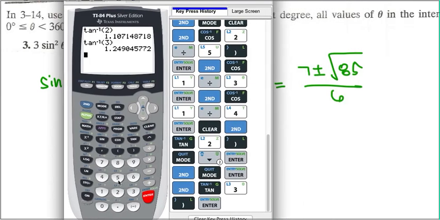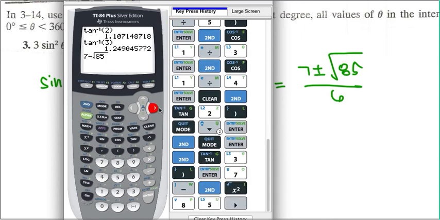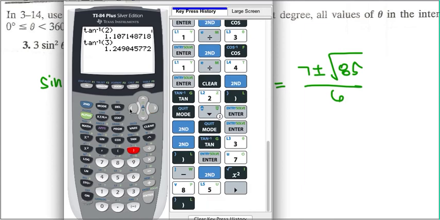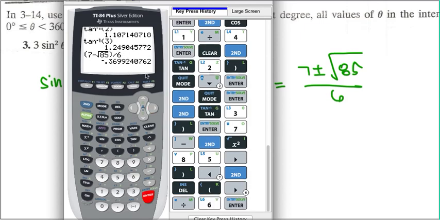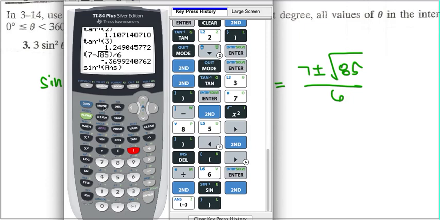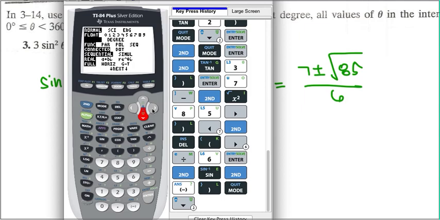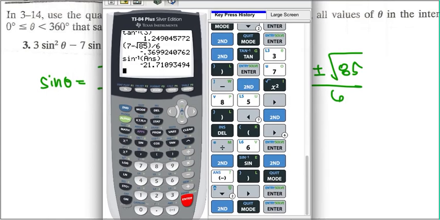So now what does that mean? One value would have been 7 minus the square root of 85, and then I gotta insert the parentheses over here, divided by 6. So now that's what we end up getting, and then we have to go for arcsine of that answer, which we just calculated. Now this one has to be in degree mode, so the mode will be changed back to degrees. Then we get negative 21.7 degrees.